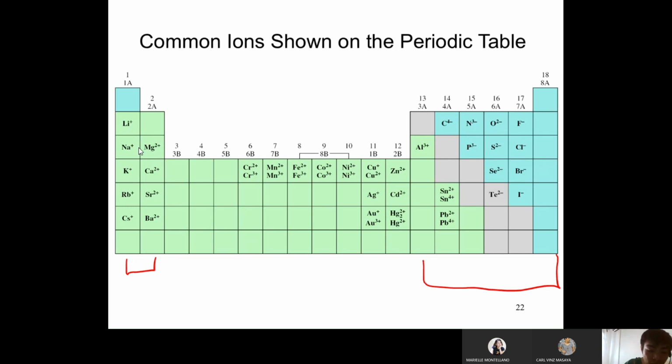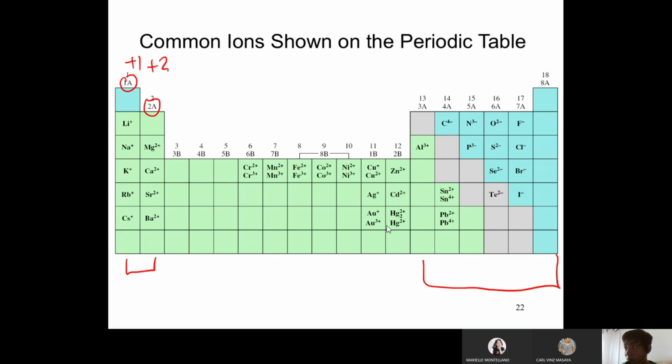For example, if it's group 1A, it can form a positive 1 charge. So lithium, sodium, potassium, rubidium, cesium, and francium can all form a positive 1 charge. For group 2A, it's positive 2. So the charges are positive 2 too. Beryllium is here, but it's not really used much in Chem. But the idea is that for group 2A in the periodic table, the usual charge is positive 2.